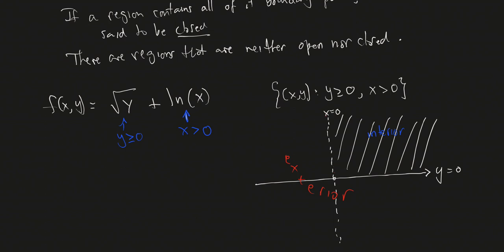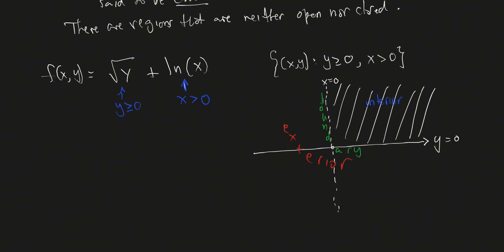So in fact, let me highlight this, there's our boundary, right? Since some of the points are not included because of this inequality, but others are because of this inequality, then we would say that this region is neither open nor closed, right? So this domain, in fact, let me just write it over here. This set is neither open nor closed.